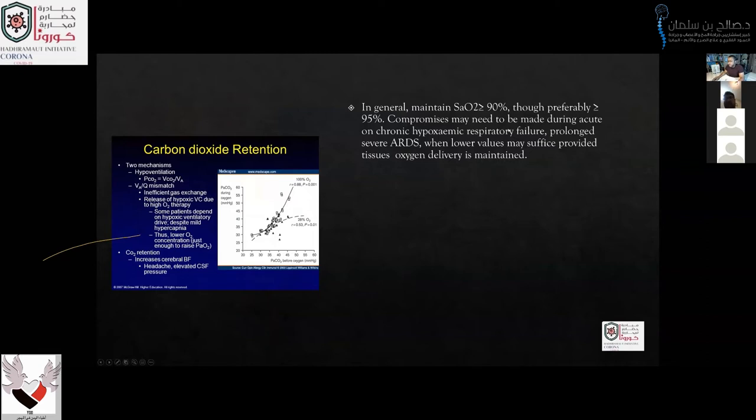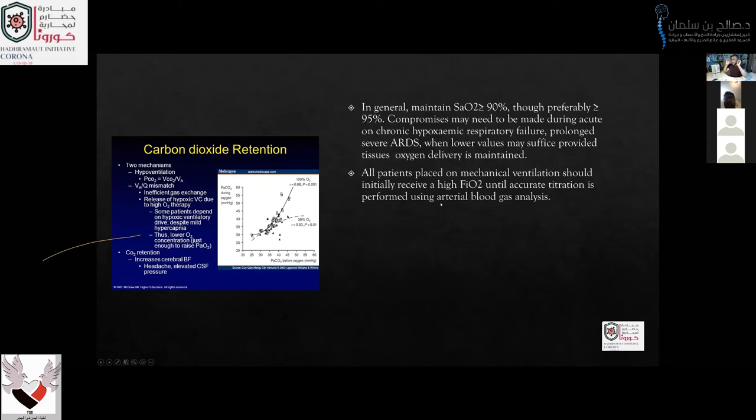Compromises may need to be made during acute or chronic hypoxemia, respiratory failure, or prolonged severe acute respiratory distress syndrome, when a lower value may suffice provided tissue oxygen delivery is maintained. All patients placed on mechanical ventilation should initially receive a high fractionated inspired oxygen until accurate titration is performed using arterial blood gas analysis. Peripheral oximetry can help you, but don't depend on it to decide your therapy. To decide the therapy and further management is the arterial blood gas analysis.